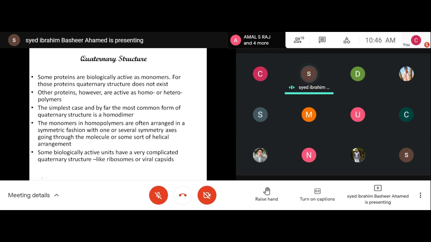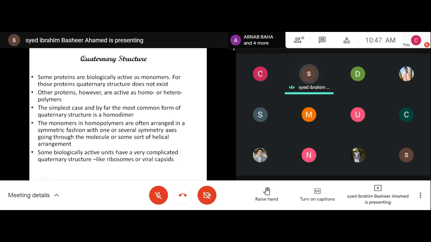The simplest form of the oligomeric form is a dimer. Some proteins may require a dimer, trimer, or tetramer, depending upon the protein. Some proteins will be homopolymers, or some proteins will be heteropolymers. In the case of a homopolymer, most of the time the two monomers will be lying in a symmetrically related phase.